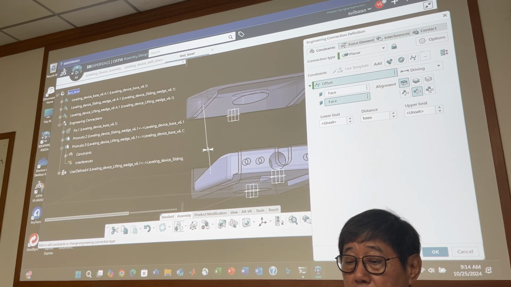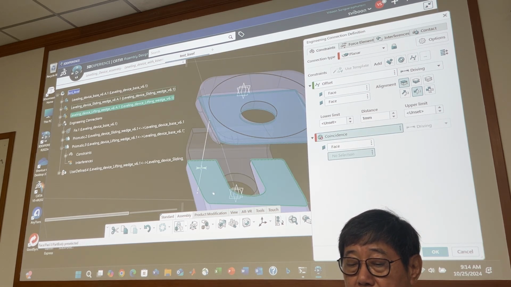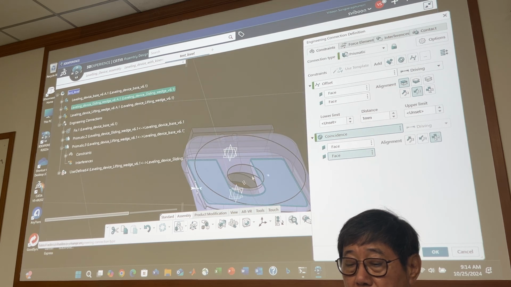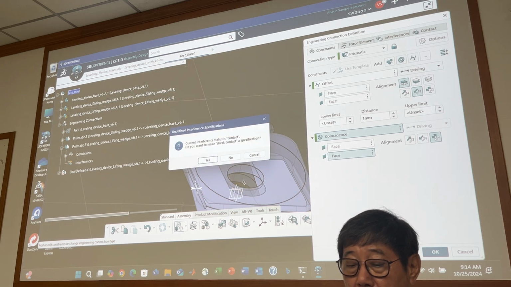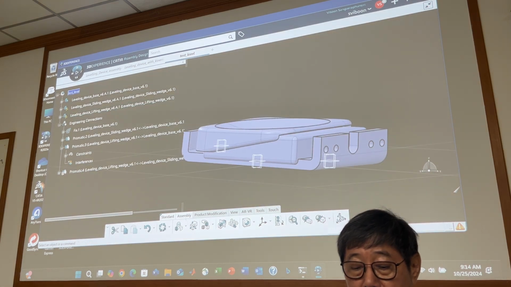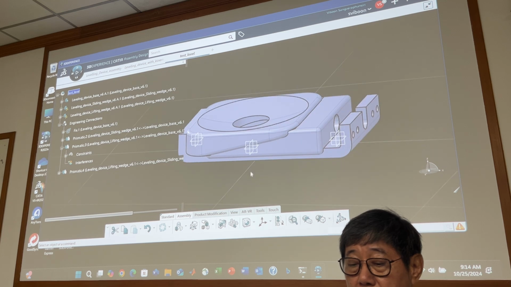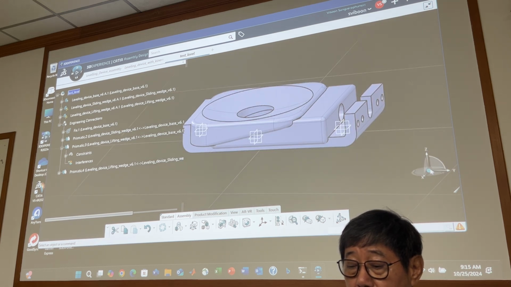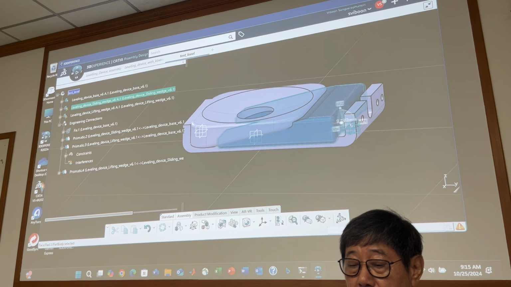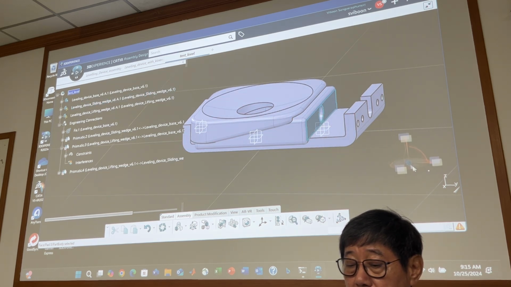And another one coincident between this space and this space, right? Okay, now we have this one. Look at this one. See, if we move this one, you see, we have this one now. See? Okay.